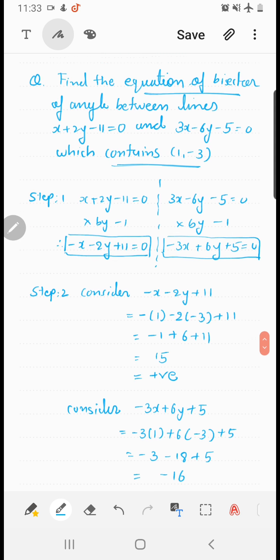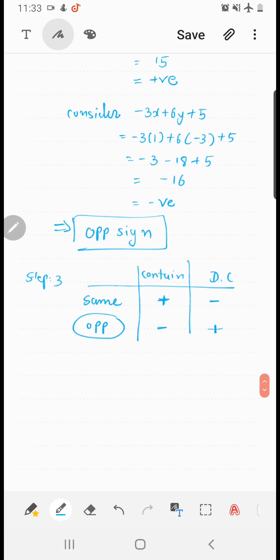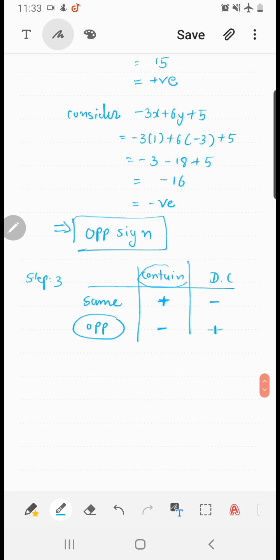Now what we are looking is opposite, isn't it? And the question says contain. So what I do is I'll highlight contain. Now what I go for is the intersection of these two, which says go for minus sign. So I'll be using negative sign in the formula.